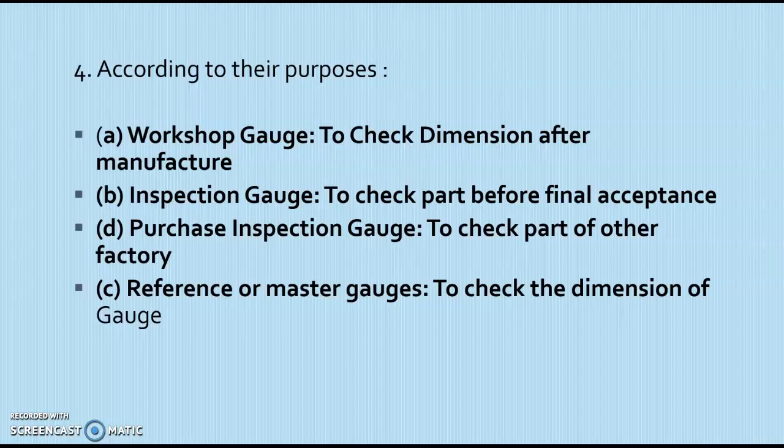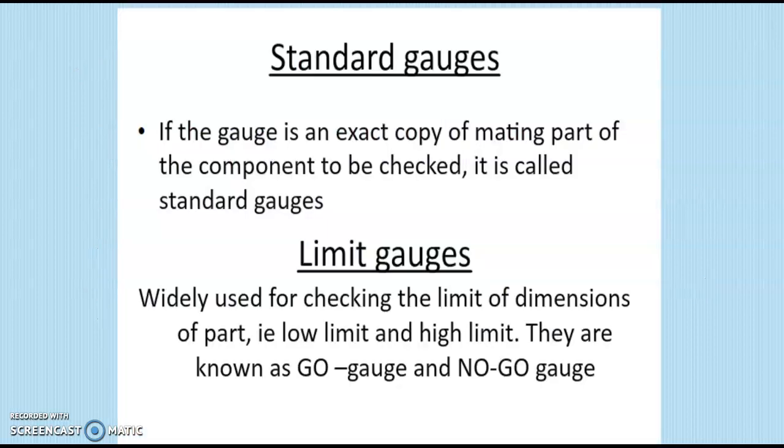And finally, according to purpose, these are classified as workshop gauges, inspection gauges, and purchase inspection gauges. Whenever we are purchasing parts from outside vendors, they have to be inspected before being used for our purpose. So that is known as purchase inspection gauges. Then there are reference or master gauges. We will consider the first classification of gauges, and in that the importance is given to the limit gauges.